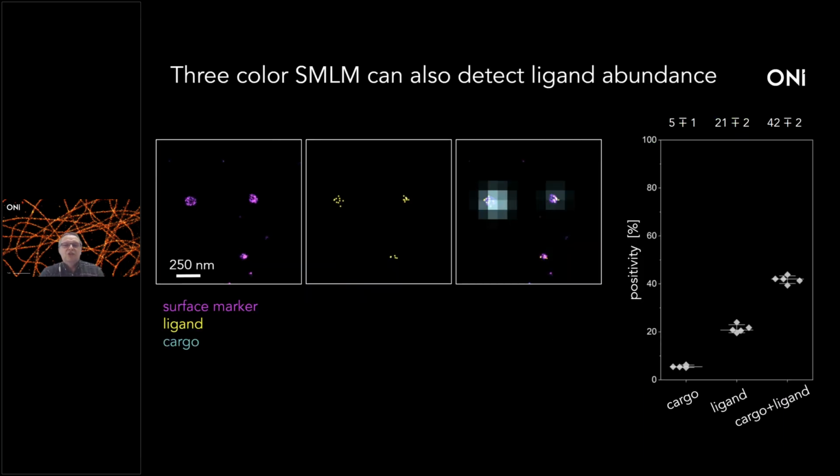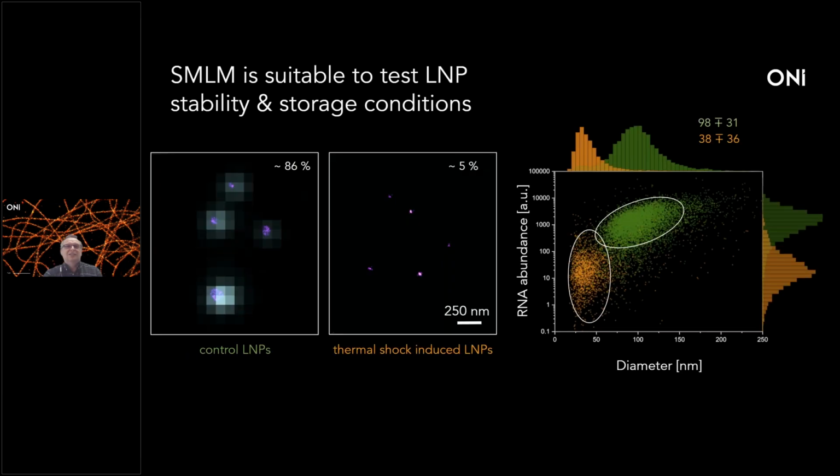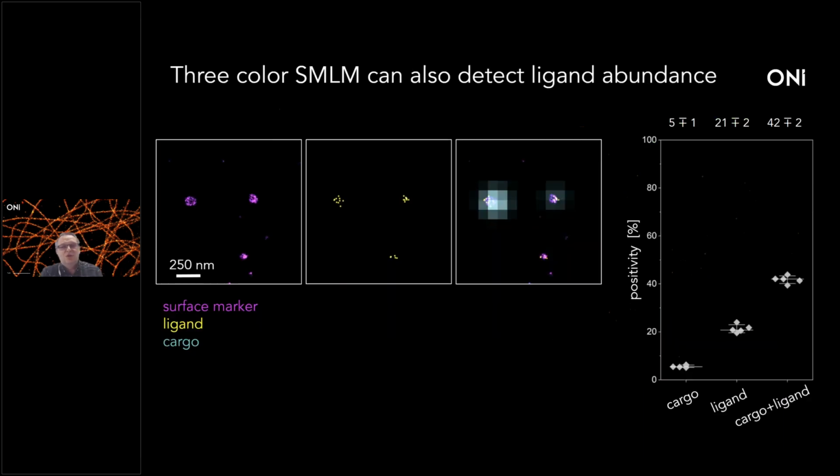So by showing you that you can use this technology to study, in one experiment, sizing, cargo positivity, and also storage conditions, I also would like to show you that you can look for ligand specificity or ligand abundance. This is a scenario when you modify your LNPs to be targeting, to be prepared to target a specific target. Most of the time, these LNPs are modified by using antibodies, which then recognize some receptors on the cell surface, and by this they can get internalized into the cell and the RNA content released.